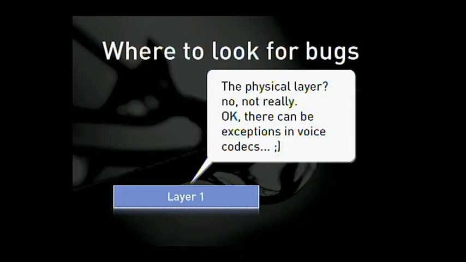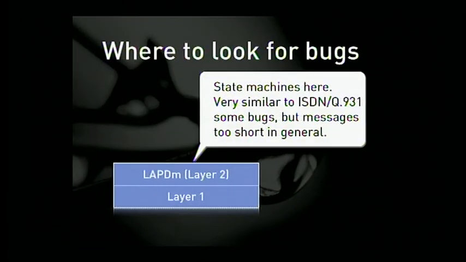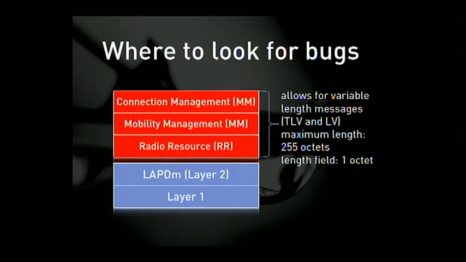Now, where do you look for bugs? I mean, the physical layer? Nah, not really. Oh, well, there are some exceptions. There are voice codecs that have length fields. And this can be very funny as well. On layer two, there are state machines for handling things. There's some bugs, but in general, the messages are too short. So you can crash things, but it's not worthwhile, I found. On layer three, it gets interesting, because here you have all of these variable length messages. Although you're restricted by 255 octets usually, unless you have things like RLP where the messages themselves are ASN.1 encoded again. They can actually be considered above layer 3. And this is solid gold. This is where you find very good bugs.